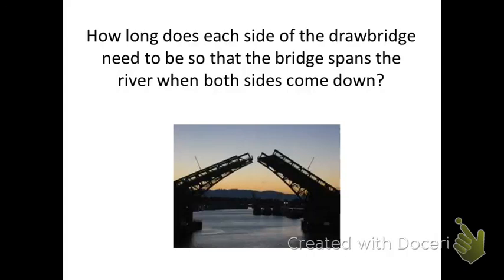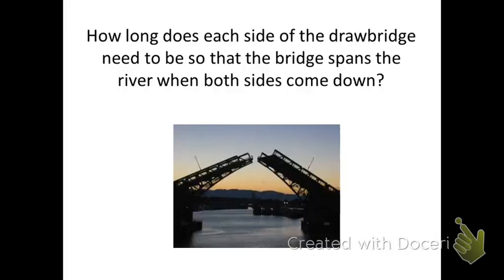sides come down? Now, if you look at it one way, if the two pieces of the bridge add up to be less than the span of the river, then when the bridge goes completely down, there'll be a little gap in between, and that wouldn't be good if you were trying to drive across that bridge. If the two parts of the bridge were exactly the same length as the span of the river, then it would look like how it is in the picture, but when the bridge came down, the bridge would meet at exactly one point.